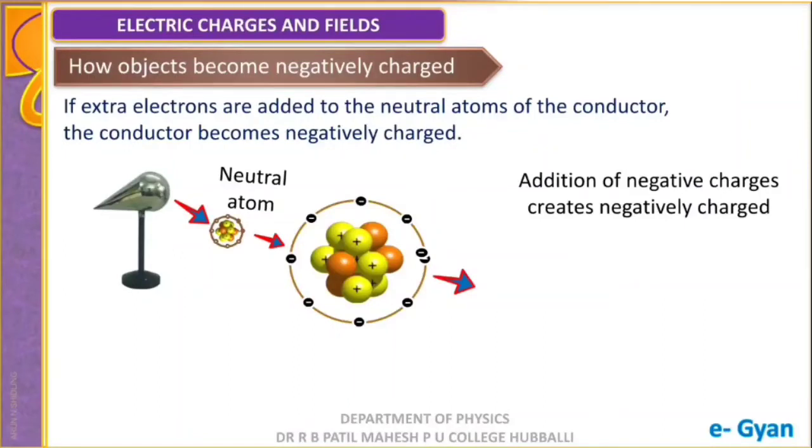If I do it for almost all the atoms of the conductor, then I will get a negatively charged conductor. This is the way we do it. So note that the deficiency of negative charge makes a positively charged body. Addition or excess number of negative charges creates a negatively charged body. Let us move ahead now.